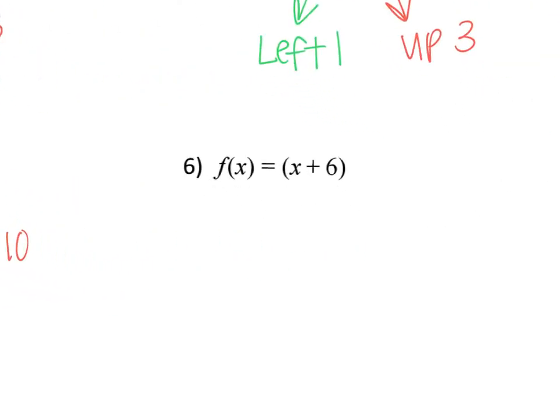Okay, the last one. Inside I've got plus 6, I do the opposite. So I go to the left 6. Now if you notice, there's no plus d here. Technically it's plus 0. So I'm not going up or down any. I'm not moving at all. So all that's happening to this graph is I'm going left 6. And it's possible to have it the other way. You could just have x, nothing on the inside, and a plus or minus d on the outside, and you would just be moving it up and down.